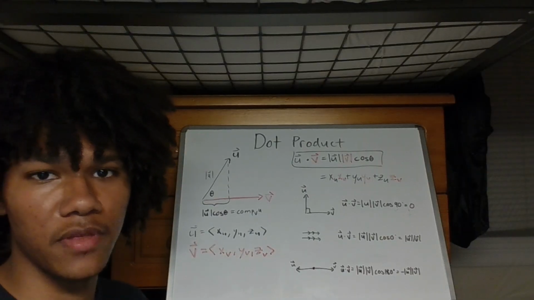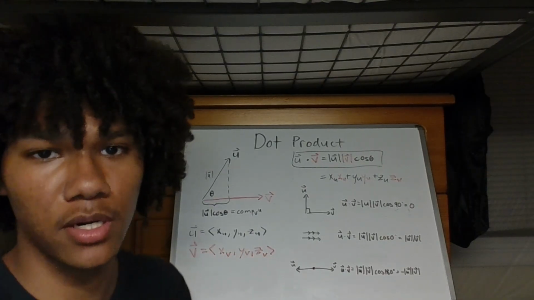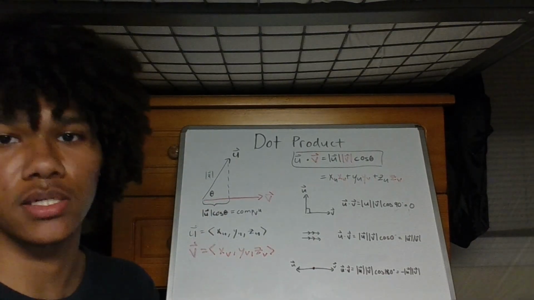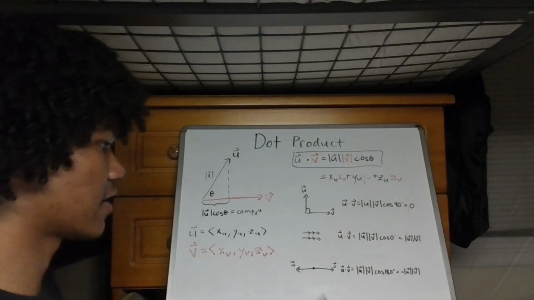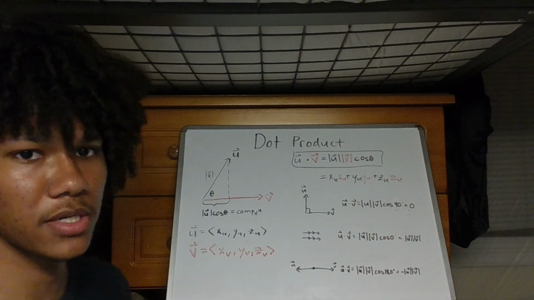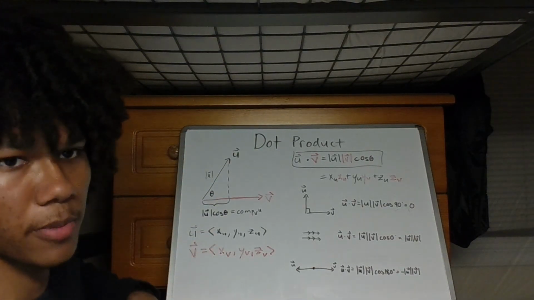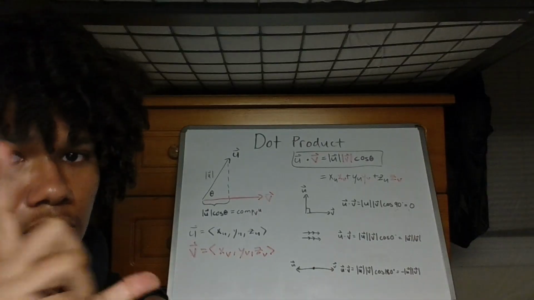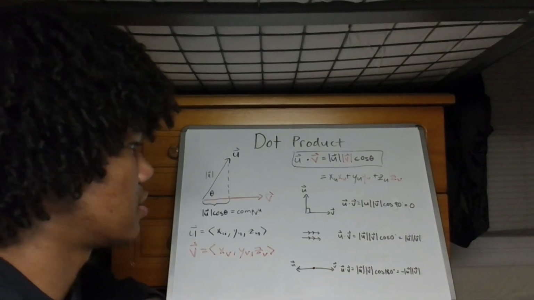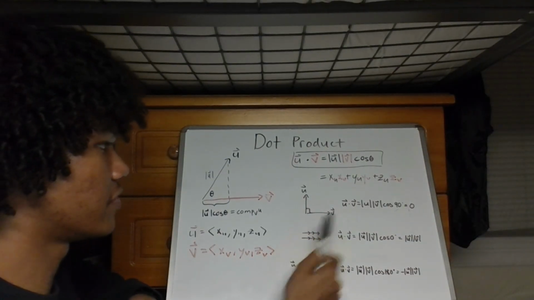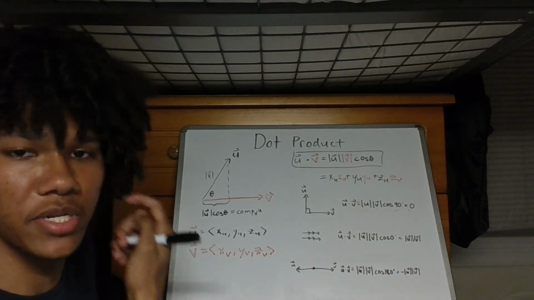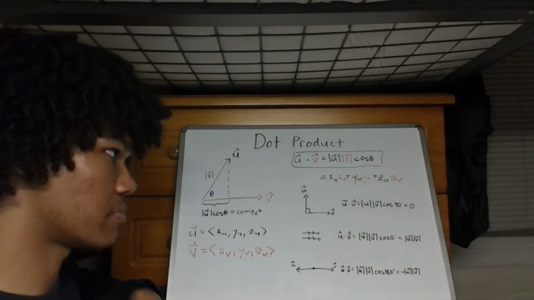So now that we have the geometric definition of the dot product, let's see what it actually means. Here I have three special cases of the dot product. The first one we're going to look at is when u and v are perpendicular or orthogonal, as some may say. So when you have u, v, cosine theta, when they're perpendicular, theta is going to be 90 degrees.